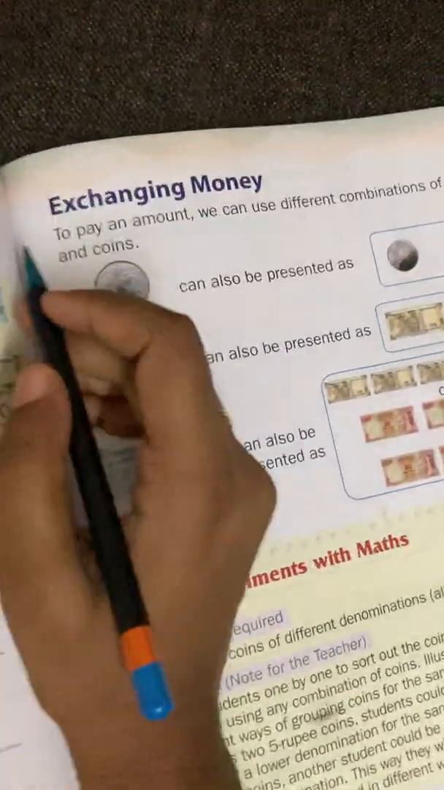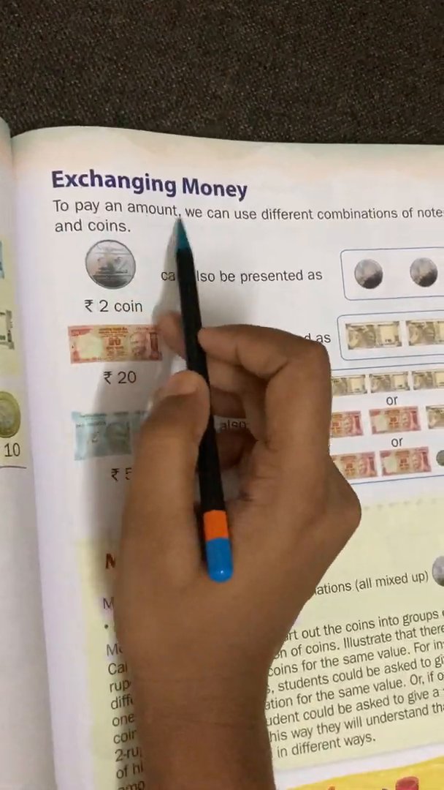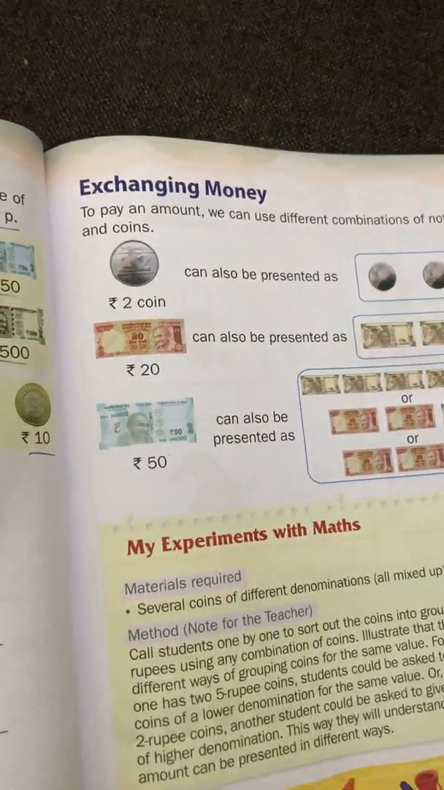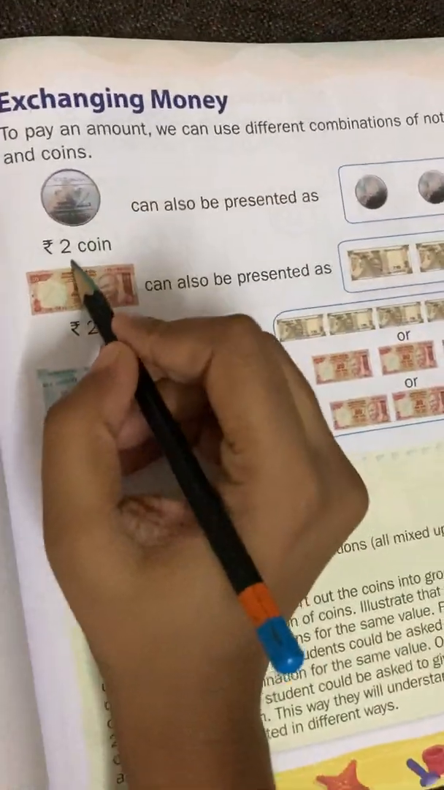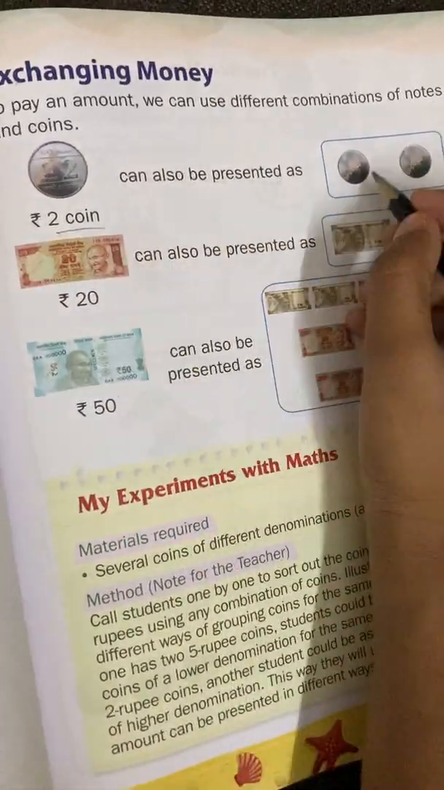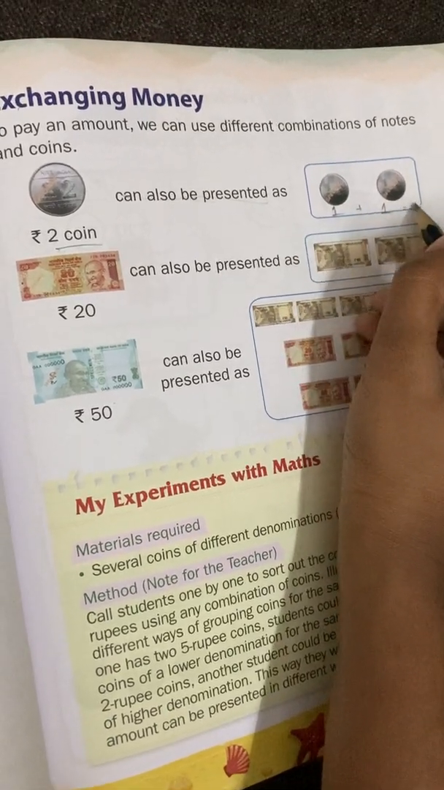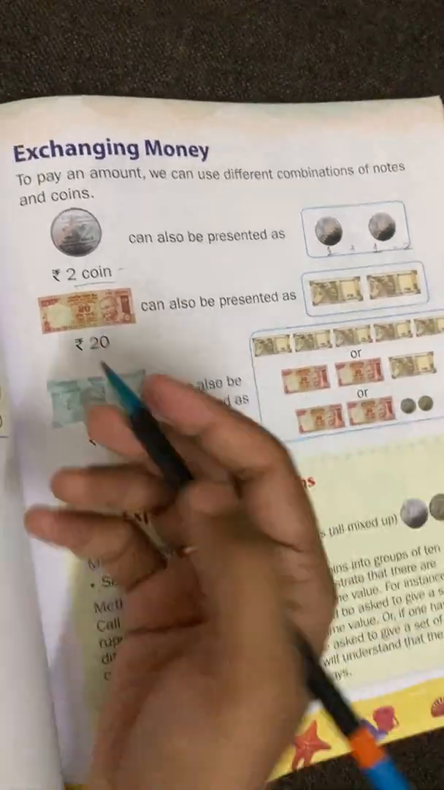Next, exchanging money. To pay an amount, we use different combinations of notes and coins. A 2 rupee coin can also be represented as a 1 rupee coin and a 1 rupee coin. 1 plus 1 equals 2. So a 2 rupee coin equals 1 rupee plus 1 rupee, which is 2 rupees.